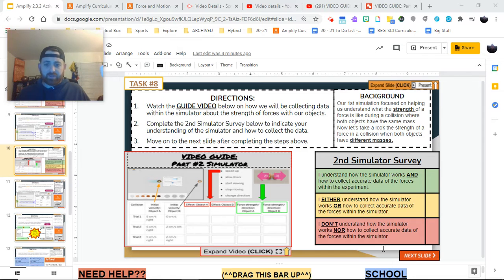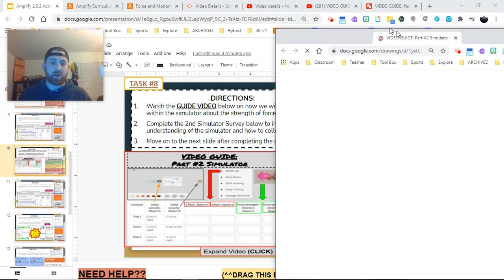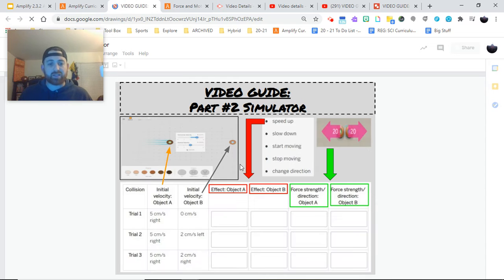So obviously you'll complete the survey. Hopefully we're in all green at this point. It's going to be a simulator that looks very similar to basically everything we've done up to this point. There should be no confusion or things that pop out that are different. So let's take a look.